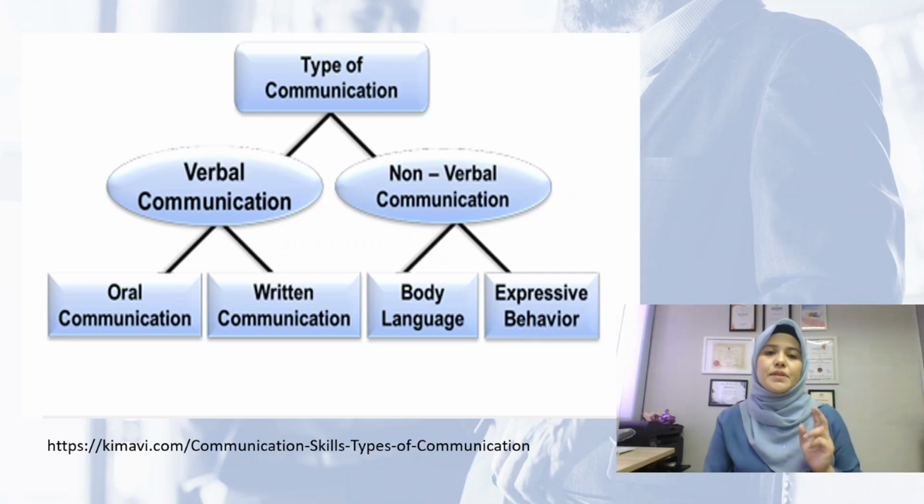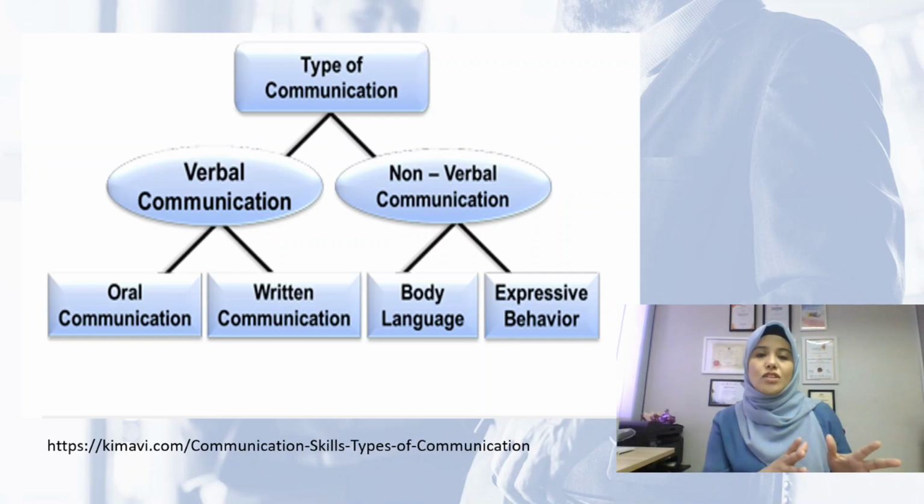So there are two types of communication. Number one, verbal communication, and number two, non-verbal communication. In verbal communication, there are at least two types: oral communication and written communication. When it comes to oral communication, it's about speech. It's about the voice that we use, using words and sentences. And when it comes to written communication, it is based on our writing skill.